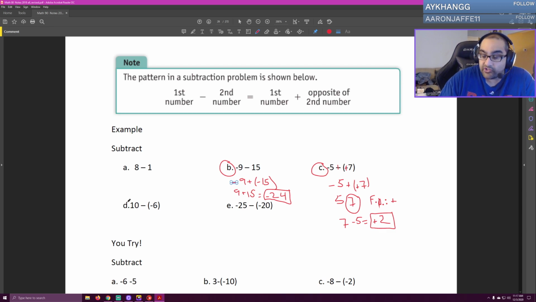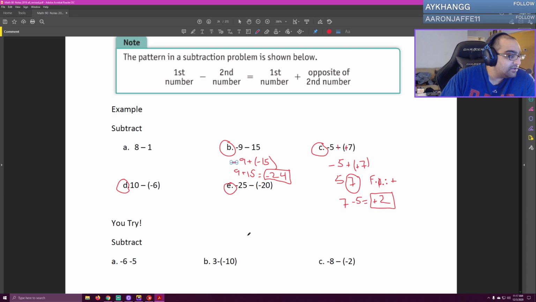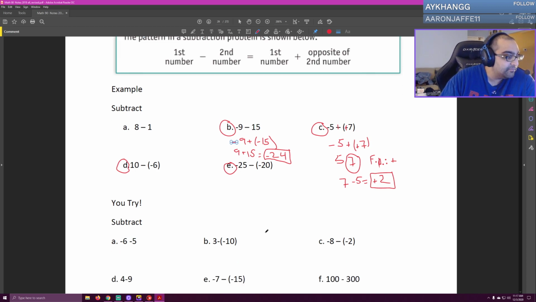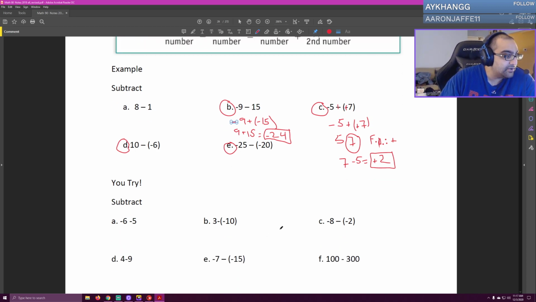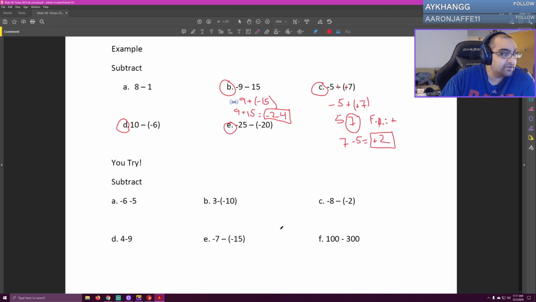Now, let's have you guys give it a try here. I want you to try these two problems here. Let's try letter D, and let's try letter E. And we're going to try some more problems down here as well, but let's just try letter D and letter E here first. Let's give ourselves a minute and tell me what you get in the chat.